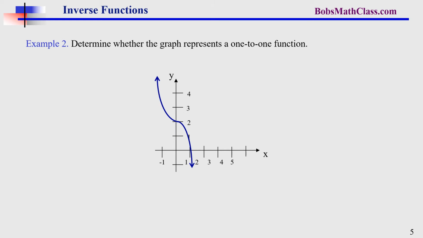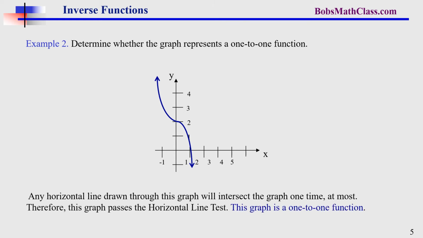How about this graph? It is a function because the vertical line intersects it only once, and a horizontal line will also intersect it only once. So this one does pass the horizontal line test. So this is a one-to-one function.